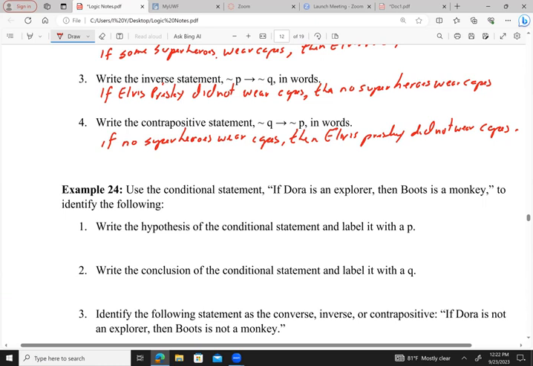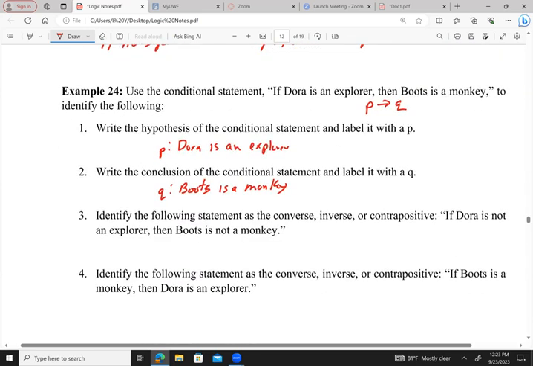Okay, so next up, use the conditional statement if Dora is an explorer, then Boots is a monkey to identify the following. Write the hypothesis and label it P. Well, the hypothesis is the first statement, P: Dora is an explorer. Remember, this is if P, then Q. So Q would be Boots is a monkey.